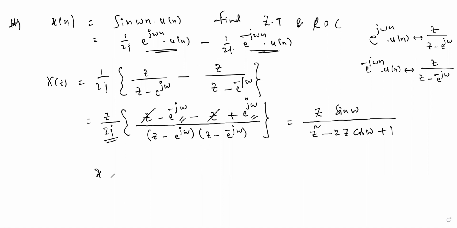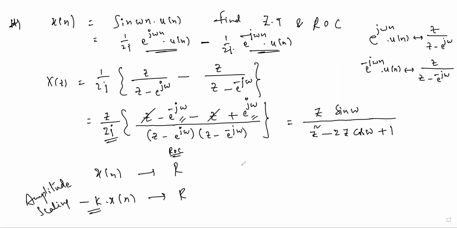So you can observe, if x of n has ROC r, then some k times x of n also has ROC r. Observe here the same ROC for a signal and its amplitude scaled version. Not time scaling, amplitude scaling. If it is x of minus n, it is a different ROC. So here ROC is mod z greater than 1.